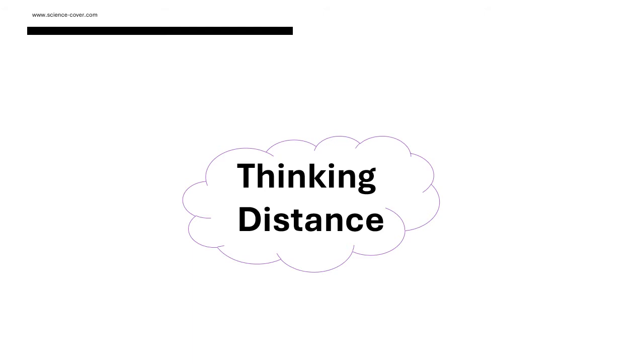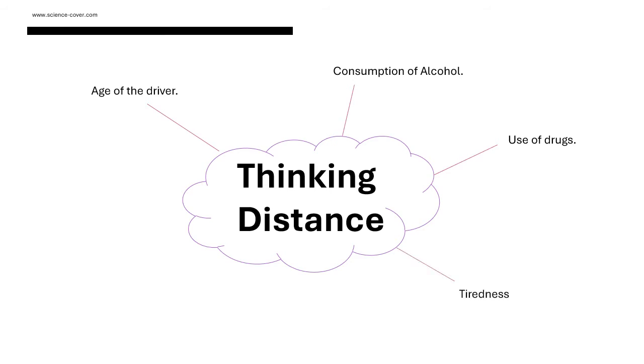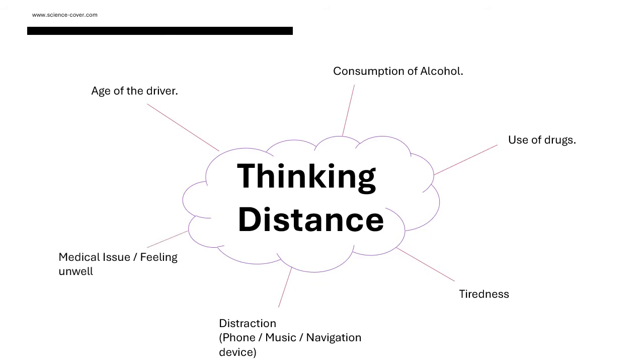Some of the factors that may influence thinking distance are the age of the driver, whether they have consumed alcohol, the use of drugs. This includes legal drugs or drugs taken for medical use. Tiredness. Any form of distraction, such as a phone or music or using a navigation device while driving. Or any particular medical issue or feeling unwell.